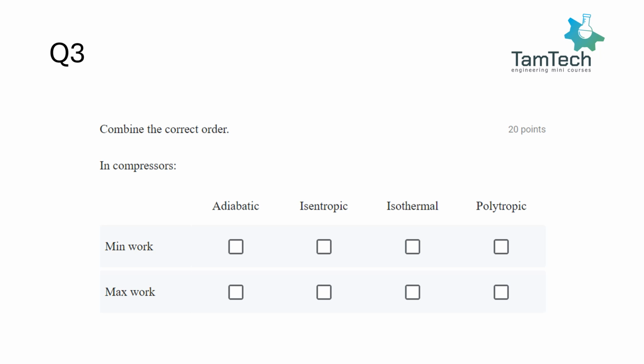Next question. Combine the correct order in compressors: adiabatic, isentropic, isothermal, and polytropic. And we have two question sets: the minimum work and maximum work done in the compressors. It's more about the thermodynamical question in compressors. We just discussed in the last lesson that the maximum amount of work is completed in adiabatic, and the minimum work is completed in isothermal.